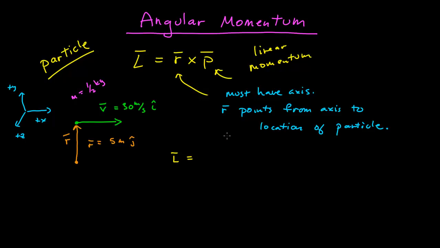So L, which is r cross p, is the magnitude of r, times the magnitude of our momentum, times sine theta, where theta is the angle between r and the momentum when they're tail to tail. And then n hat is a unit vector determined by the right-hand rule, perpendicular to both r and p. So the magnitude of r was 5. The magnitude of p, which is m times v, the m is 1/2, v was 30, and then we need a unit vector.